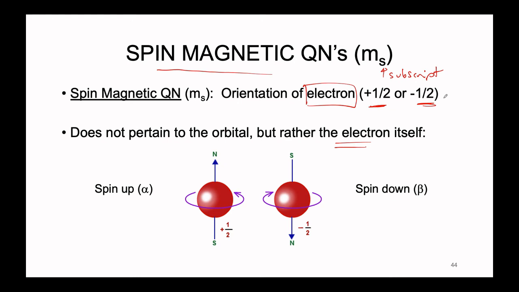The reason why it is a 1/2, again, comes down to how the math itself, the more advanced quantum mechanics, kind of works out. And if you continue in your studies with chemistry, you'll see where this 1/2 comes from. But here at the general chemistry level, all I'm asking is that you recognize that your m sub s can be +1/2 or -1/2.